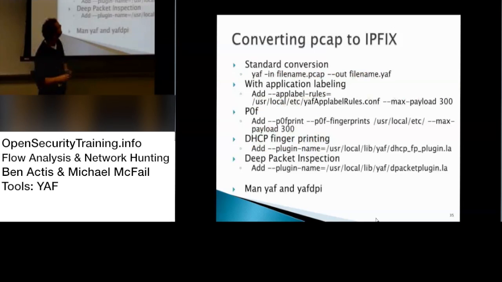Next slide. So, all right, the actual commands. It's pretty simple. You just do yaf. There should be two hyphens there. So hyphen hyphen in your file name and then what you want out. And if you want these additional things, such as the application labeling, you just add app label, rules, and this to the end of it. Same thing with p0f, DHCP, deep packet inspection. And if you're unsure, just search the man page, man yaf or man yafDPI for additional information.